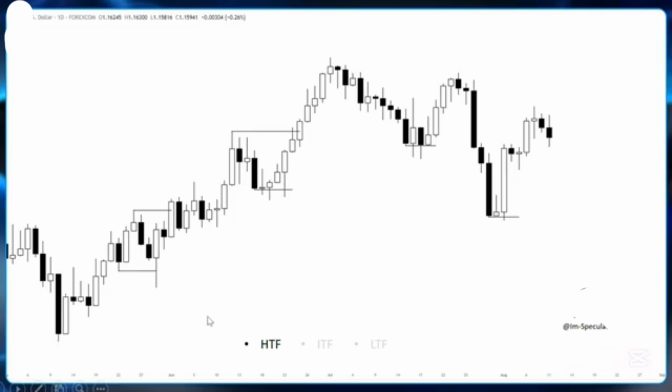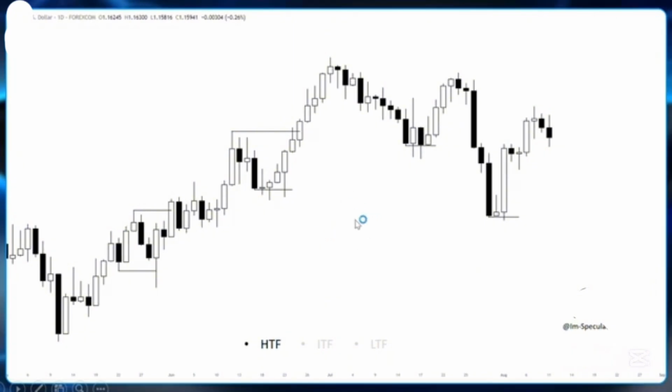I'll walk you through an example that fits this trading style. So starting with the higher time frame, what's the first thing we always look for? Order flow. And if you look closely at the price action here, the market is consistently rejecting lows and breaking highs again and again. That clearly tells us that the order flow is bullish.